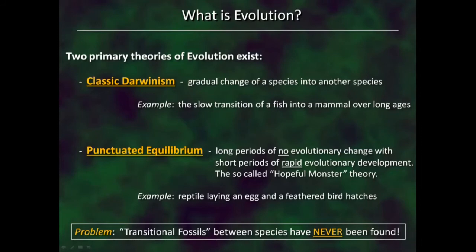But it's very important to recognize that these transitional fossils between species have never been found. There have certainly been times where they've claimed it, but almost every time it's been either a fraud or found out to be not true. We'll look at some of that when we get to the biology section. We'll look at Neanderthals and cavemen and those kinds of theories.